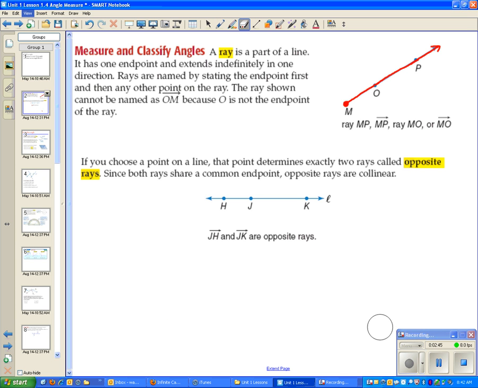Now, opposite rays are two rays. Well, let's just read what the book says. If you choose a point on a line, that point determines exactly two rays called opposite rays. Opposite rays share a common endpoint, and they are collinear.